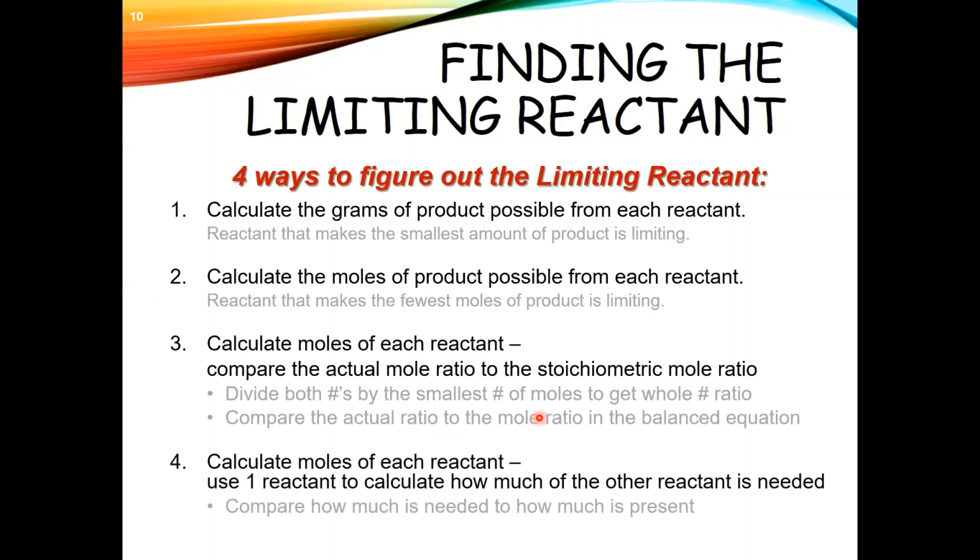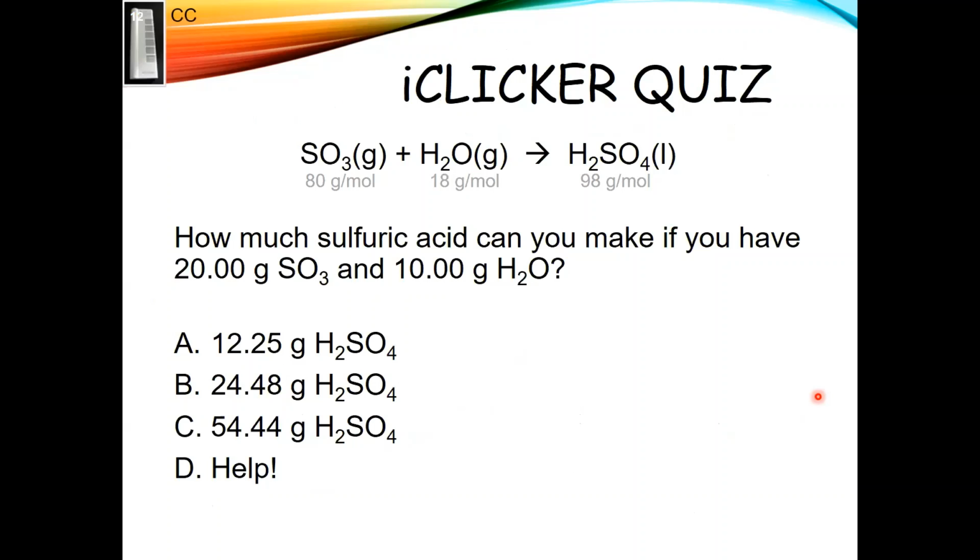Now these last two right here are most useful when you have a reaction with only two reactants, but sometimes you'll have a reaction with 3 or 4 reactants. In those cases, it's generally easier to use 1 or 2. But methods 3 and 4 are also useful for various things, as we'll get to here in a moment. Before we do that, let's go through an iCLICKER quiz.